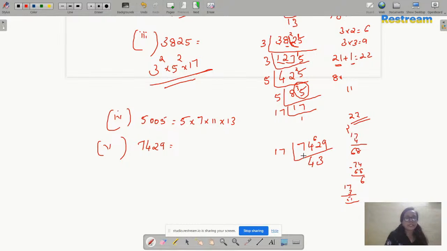17 goes on 74, 6. Am I right, children? 17 fours. 7 fours are 28, plus 2. 1 fours are 4. 4 plus 2, 68. 74 minus 68 is 6. Then 6 will be carrying here. Right, sorry, 74, yeah. 6 will be carrying here. Then 62, 53, 51. The next one 4, 3. The next what will you get here? 17. Do it and give me the answer.